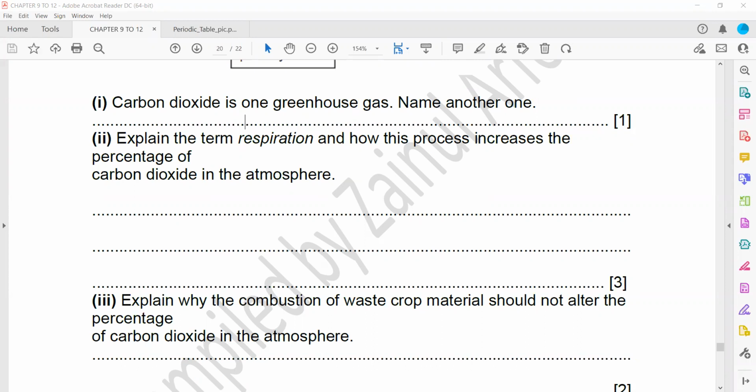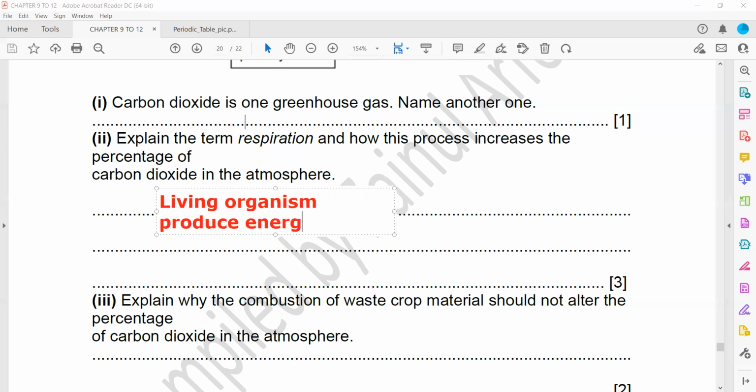One mark is for mentioning living organisms, such as plants or animals, or a cell. The second mark: produce energy from food. And the third mark: give off carbon dioxide. So one mark for mentioning living organisms, animals, or plants, anything. Produce energy from food. And gives off carbon dioxide.